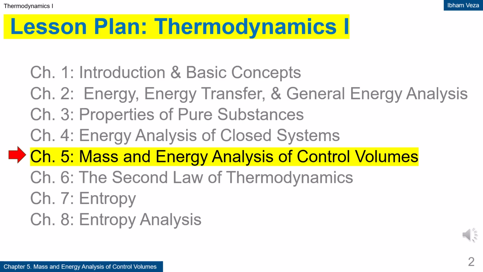Lesson Plan Thermodynamics 1. The course structure is arranged progressively from basic concepts to more complex system analysis. The sequence starts from basic concepts, pure substance properties, and continues to the second law and entropy. The control volume chapter comes after mastering closed system analysis. This structure ensures a logical and systematic learning progression. Each chapter builds the foundation for the next analysis.